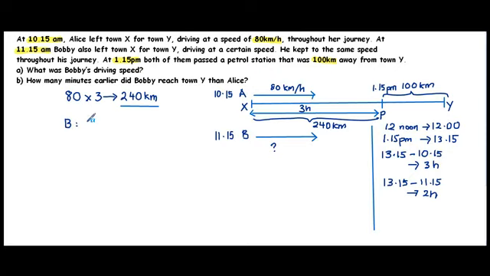So Bobby's driving speed is 240 kilometers over 2 hours, and this would give us 120 kilometers per hour. This is Bobby's driving speed.